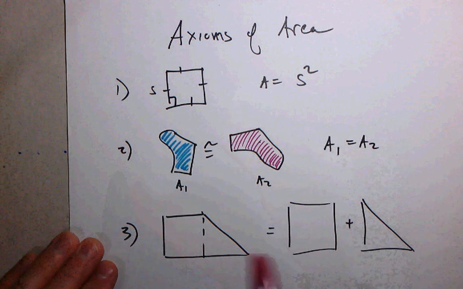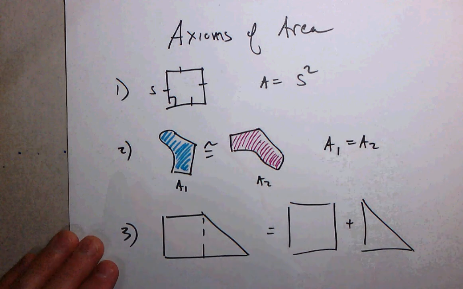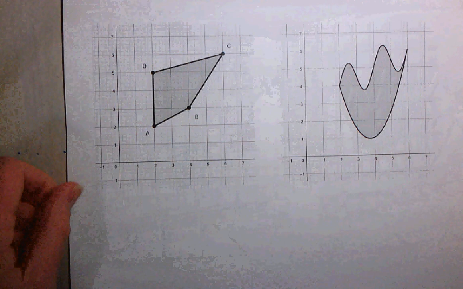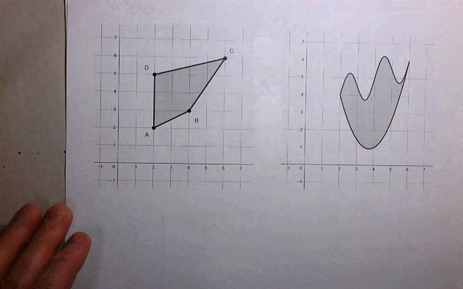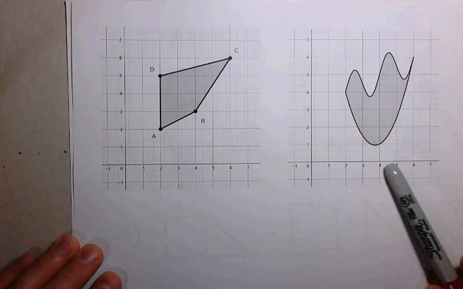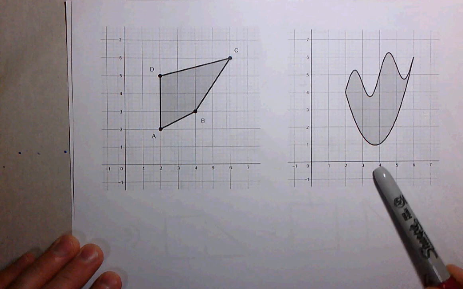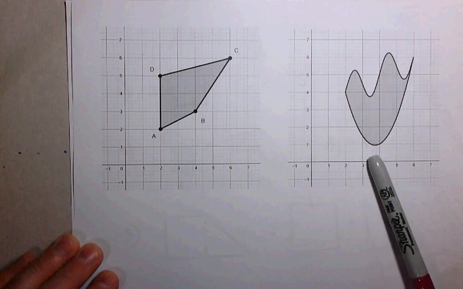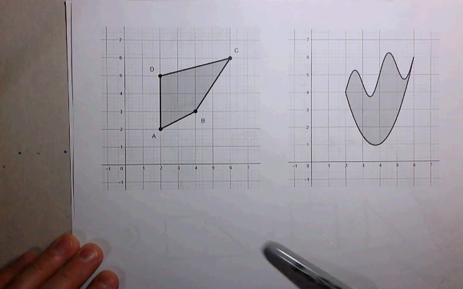With these three axioms of area, we can prove everything we need to about the areas of polygons and any straight-edged objects, like here. Finding the areas of curved objects will require some ingenuity. We'll only look at one kind of curved object in geometry, but by the time you get to calculus, you'll be finding the areas of all kinds of curved objects.